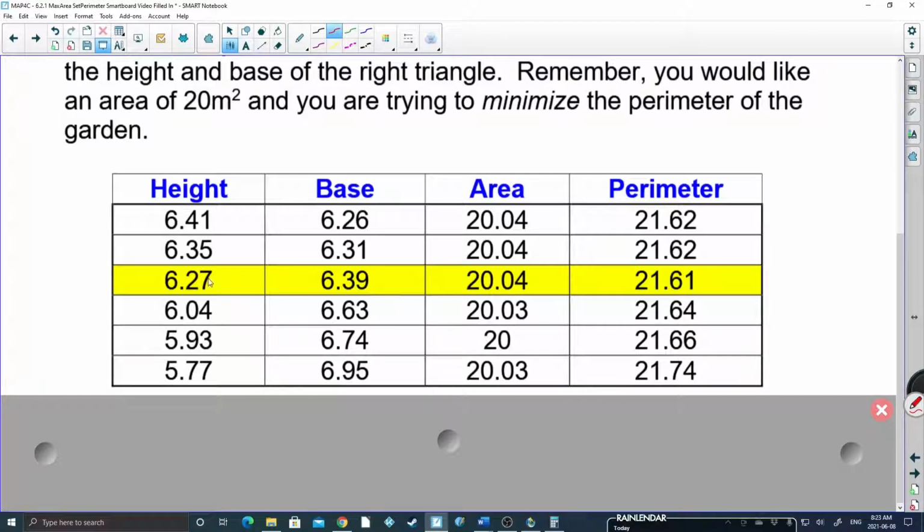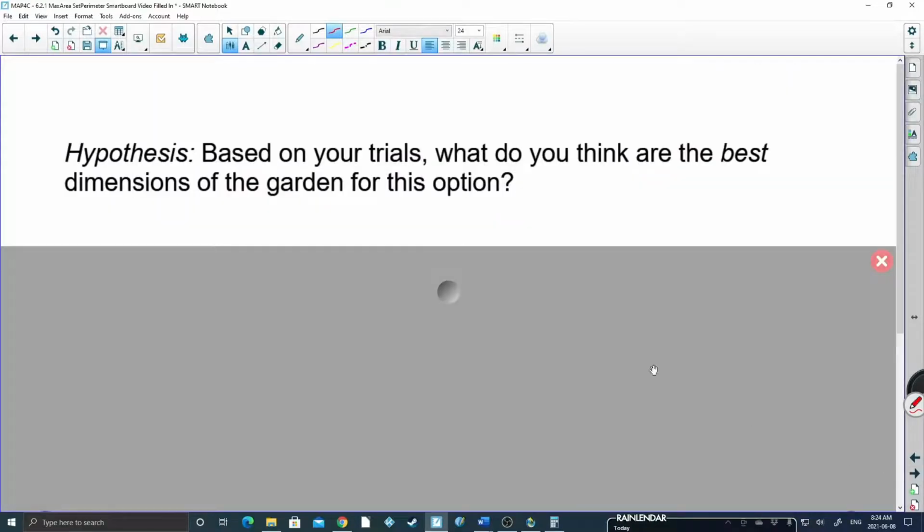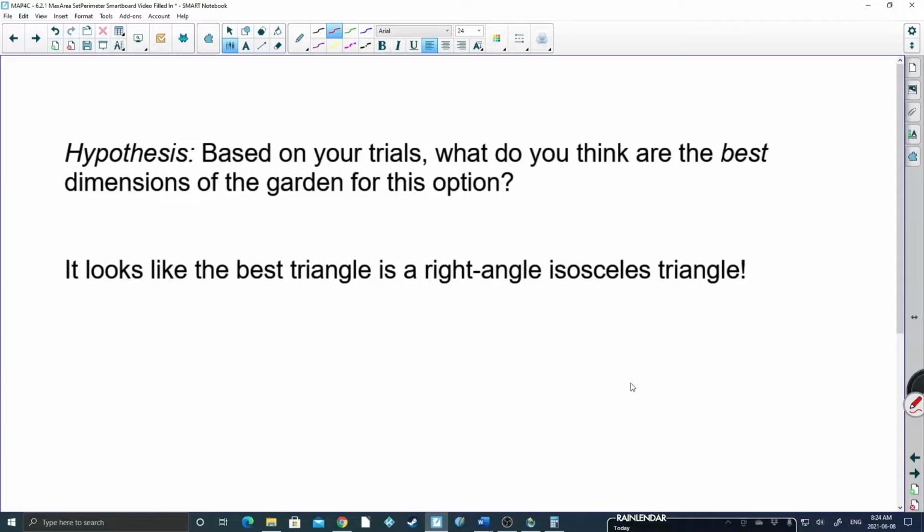Now look at the measurement of the height and the base. They are pretty close to being the same. What is the name of a triangle that is right angled that has two side lengths that are almost the same? And that is going to be an isosceles triangle that is also right angled. So that is going to give us our minimum perimeter and our area of 20.